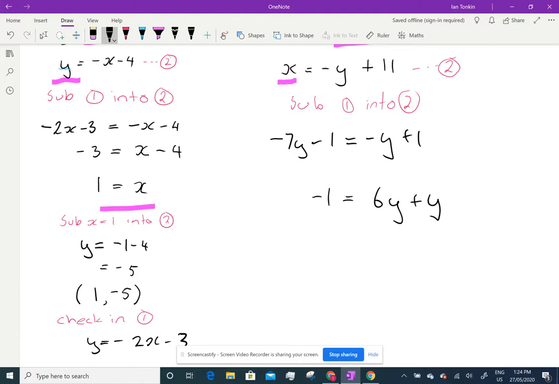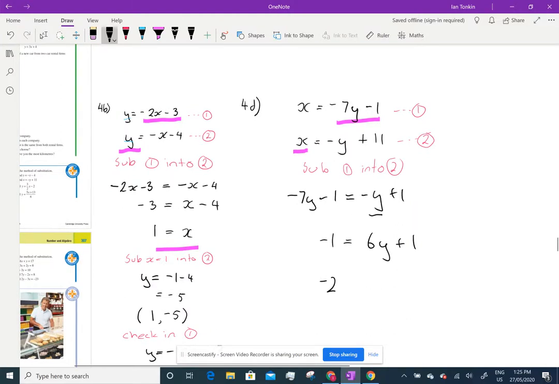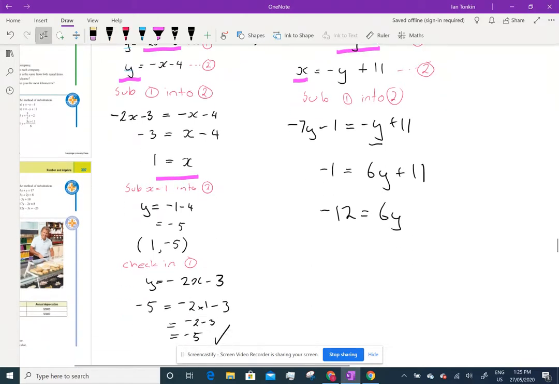Please make sure you understand that when I add 7y to here, I get 6y. Anyway, I'll minus the 1, and I'm a bit worried now because I'm going to get a fractional answer. Did I write down the equations correctly? That's an 11. There we go. That's why. So I subtract the 11 now, and I get minus 12 equals 6y. And I divide it by the 6, and I get negative 2 equals y.